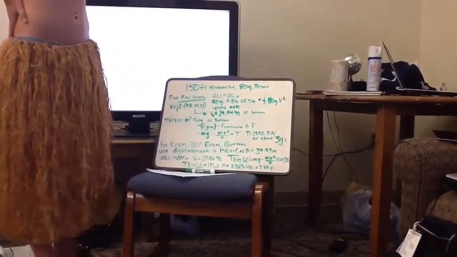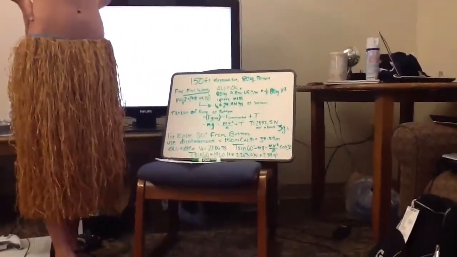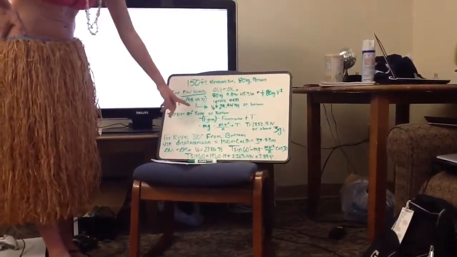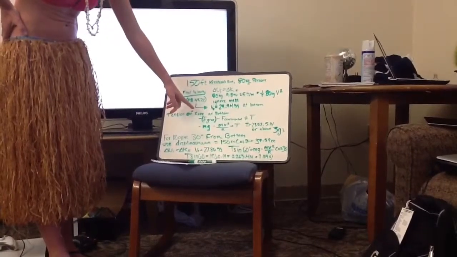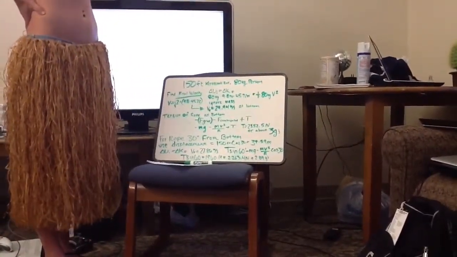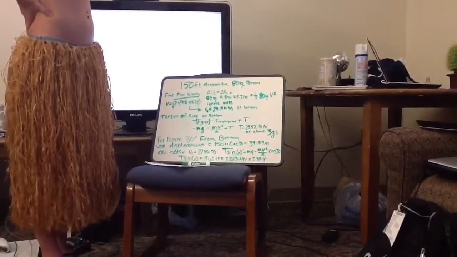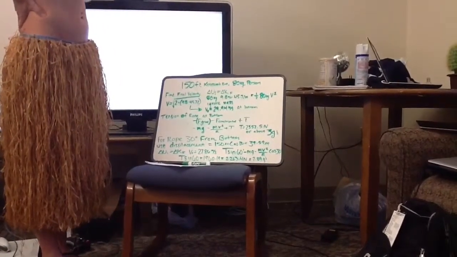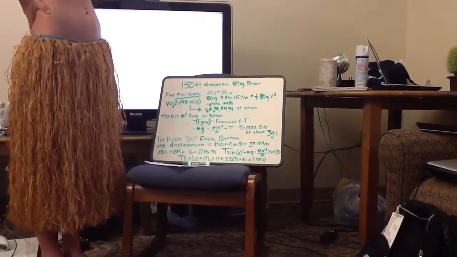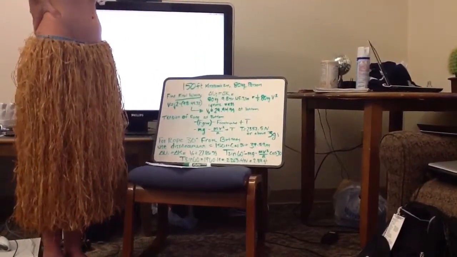bottom. We then calculated the tension of the rope at the bottom of the swing, and to find that, we took the negative force of gravity minus the centripetal force plus the tension, and so we found T, or the tension, to be 2,352.5 newtons, or about 3 Gs.